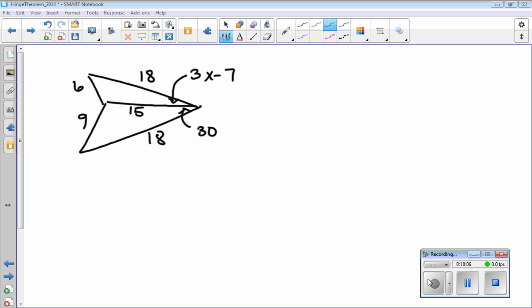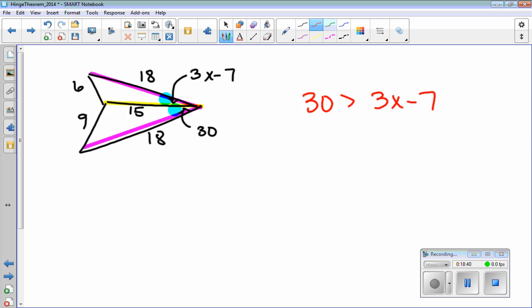First thing I always want you to check, to make sure that it does apply here: are we using the hinge theorem? So we have 18 and 18, and because of the shared side, it's obviously congruent. We are talking about the included angles, so we're fine. Here are our included angles. They are in between those sides, so we're good. So we want to look at the sides that are across from those included angles. I know that 9 is bigger than 6. Therefore, 30 is going to be greater than 3x minus 7. Do we agree with that so far? Is that what you guys got?